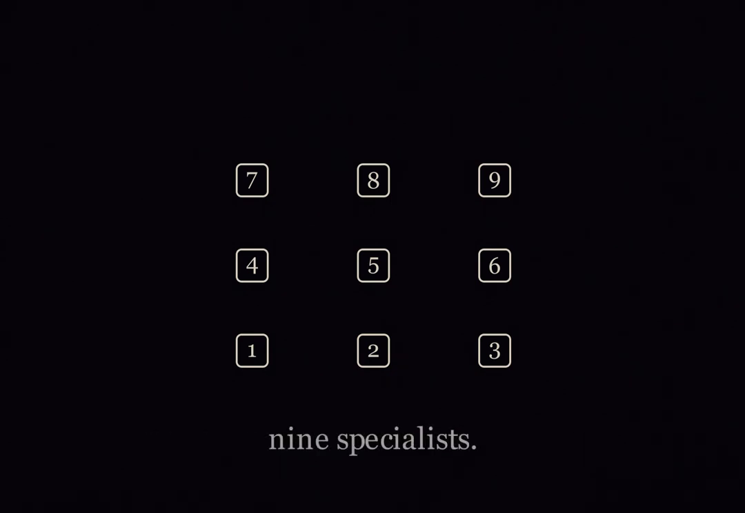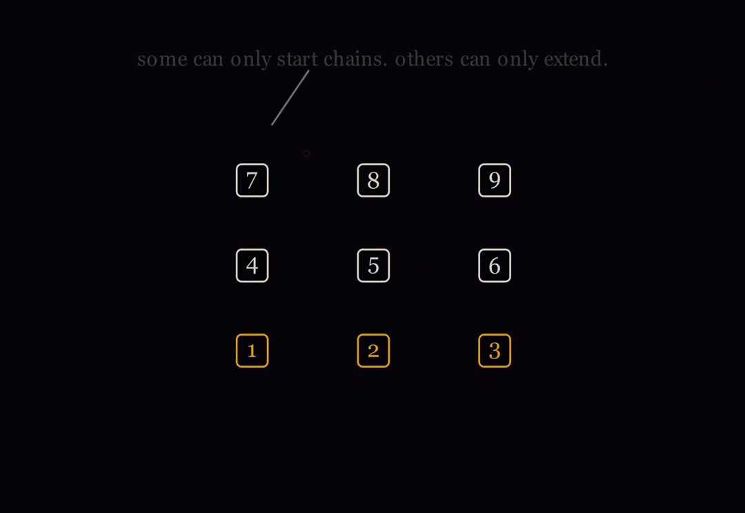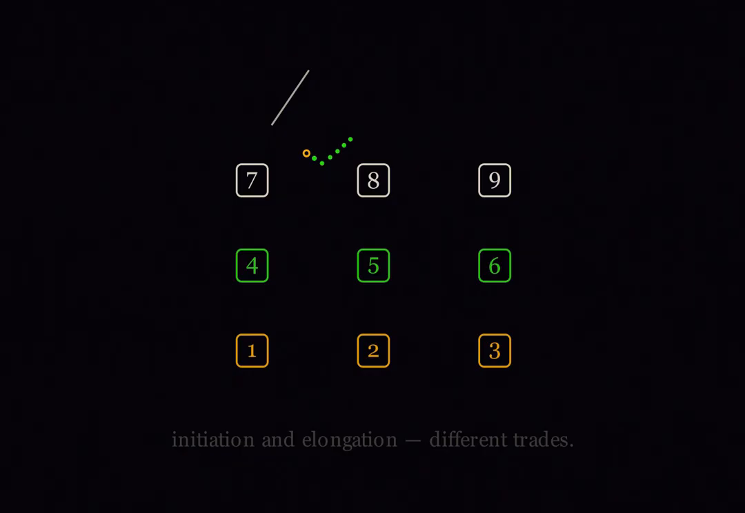First direction. Some of the 9 can only start chains. They find a bare glutamate on a tail, hang the first bead, and their trade is finished. Others cannot start anything. They only extend. Give them a chain already begun, and they add bead after bead after bead. Initiation and elongation, the starting and the lengthening, are different trades, and no single member of the family practices both well.